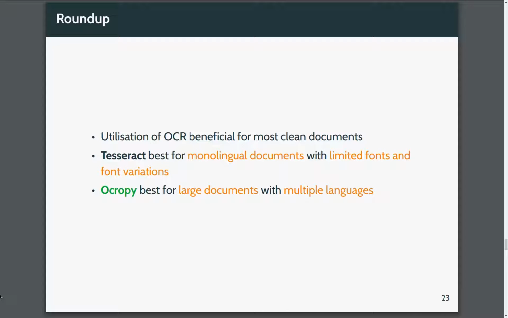To round up our results, Tesseract is best for monolingual documents with limited fonts and font variations, since you have to train on every font and you have to include all the fonts and all the variations that you want to have recognized. You can create quite big models, but this is a process where you also get quite a lot of misclassification in the end. Occupy is best for large document sets with multiple languages, or for things that appear quite few times, but it deals better with them than training without.